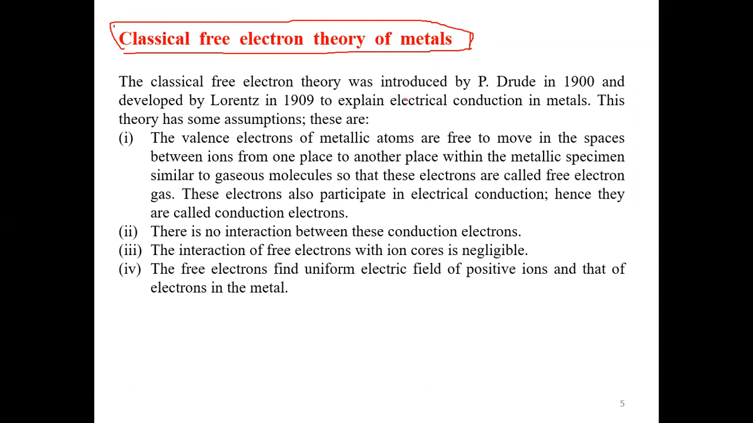The classical free electron theory was introduced a long time ago. It's very old physics, and later on it was developed by Lorentz in 1909. The assumptions of this model are that the valence electrons of metallic atoms are free to move in space between the ions, from one place to another within the metallic specimen, similar to gaseous molecules, so the electrons are called free electron gas. These electrons also participate in electrical conduction, and hence are called conduction electrons.